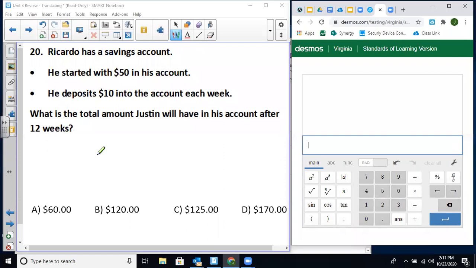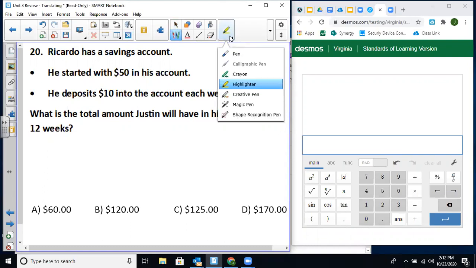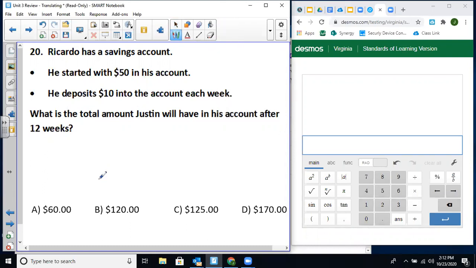All right, last one, guys. So looking here, we have a scenario where Ricardo has a savings account. He started with $50 in his account. He deposits $10 into the account each week. What's the total amount Ricardo will have in his account after 12 weeks?